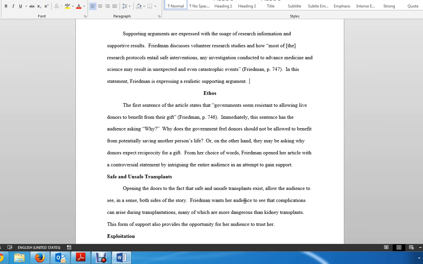Okay, ethos. "The first sentence of this article states that government seems to allow... Immediately, the sentence has the audience asking why. Why does the government feel donors should not be allowed to benefit? On the other hand, they may be asking, from her choice of words, Friedman opened her article with a controversial statement." How is that ethos? I'm not sure if you don't understand the argument, or if you don't fully understand the rhetorical strategies.